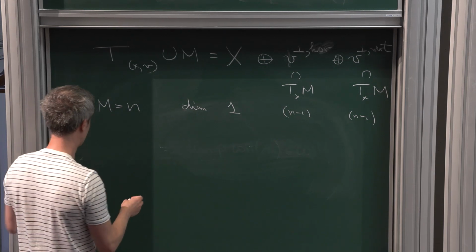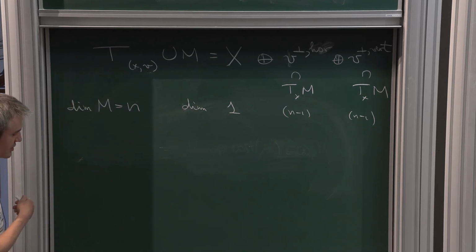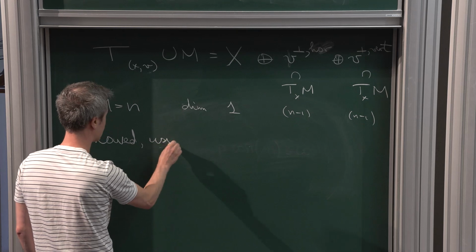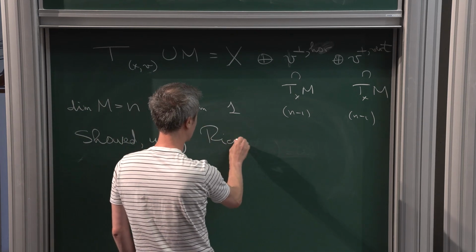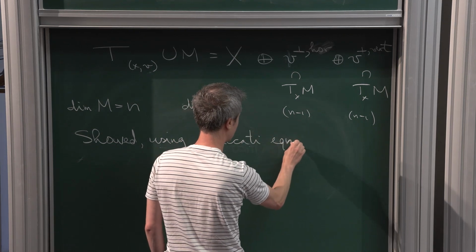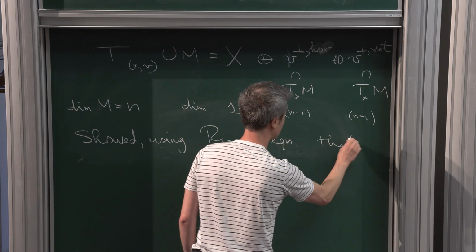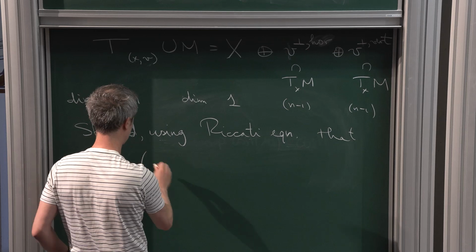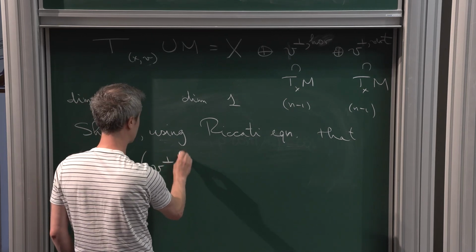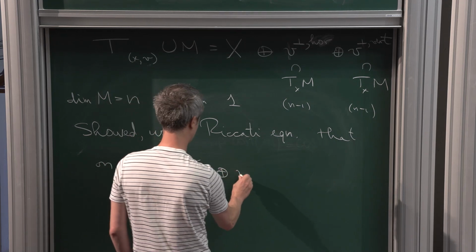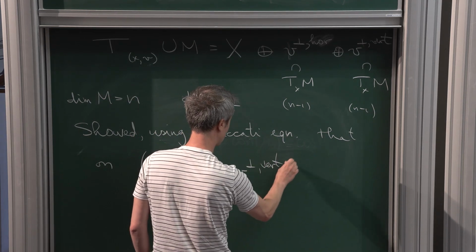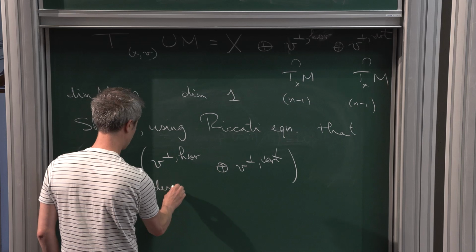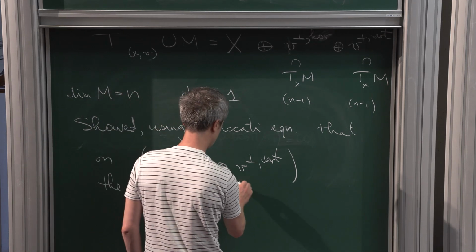So what we showed last time, more or less, I kind of gestured at it, and we showed using the Riccati equation that on this piece, the horizontal plus vertical, the geodesic flow is hyperbolic.